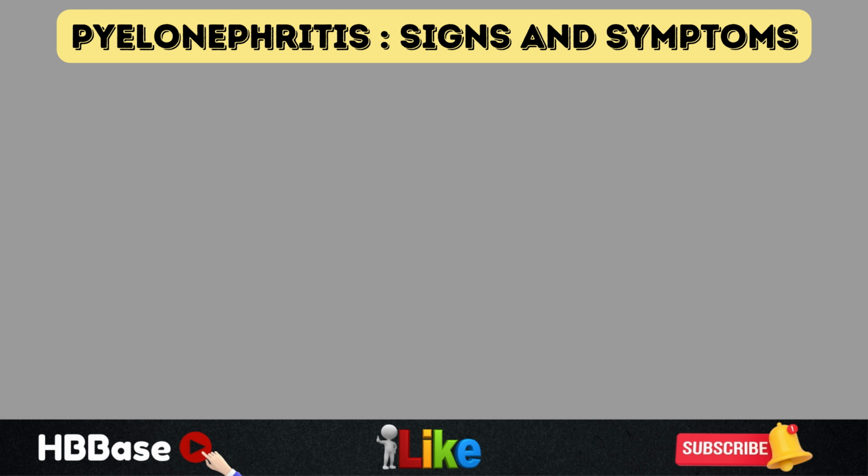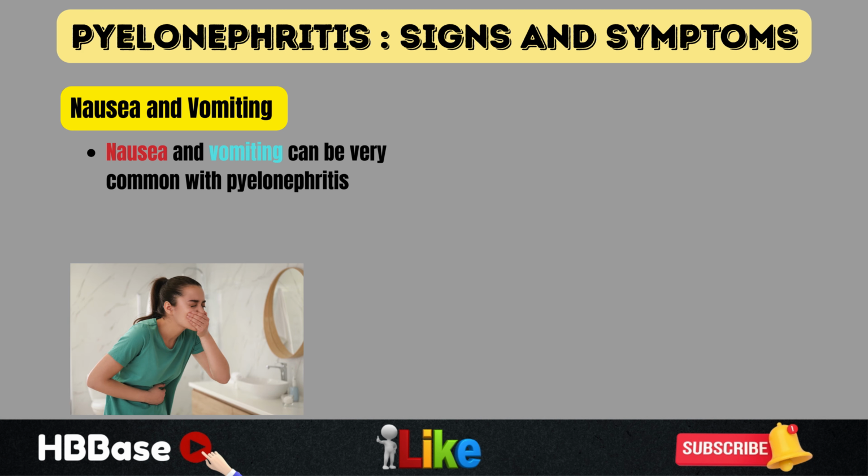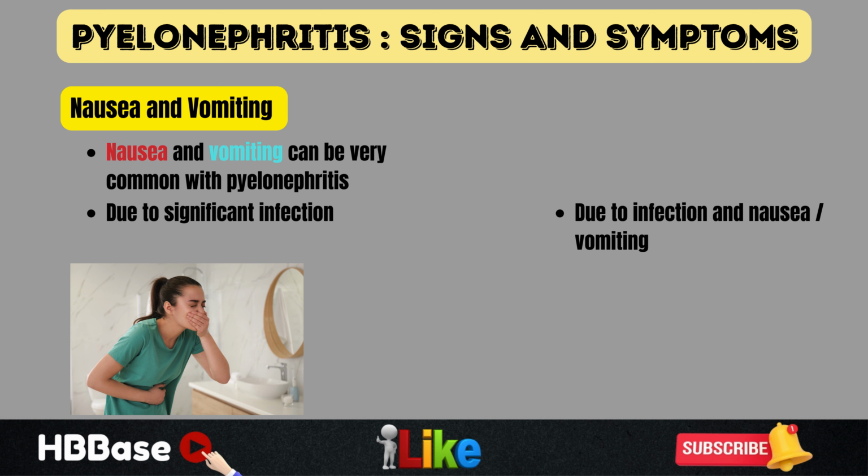Some other symptoms include nausea and vomiting. Nausea and vomiting can be very common with pyelonephritis, and often it's going to be due to significant infection. So because there is this very infected and inflamed kidney, patients can often feel very sick and very nauseous and can often vomit because of it.